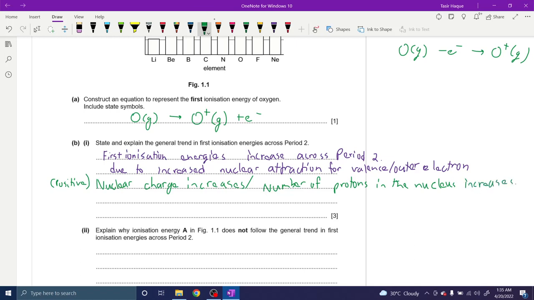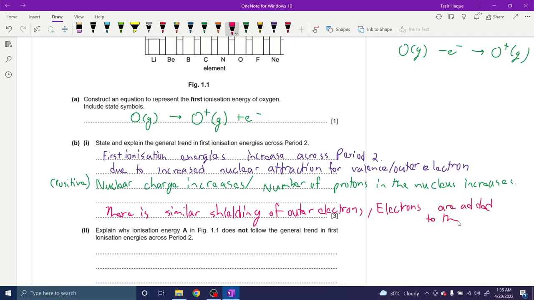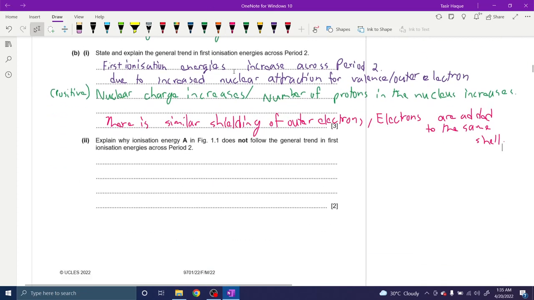right? And the last mark is for saying that there is similar shielding of outer electrons, or you could say electrons are added to the same shell. Electrons are in the same shell, right? Electrons are added to the same shell. This also works, right? Or you could say that there is a slight increase in shielding. That is fine. Or same shielding works as well. Okay, same, similar, everything is fine.